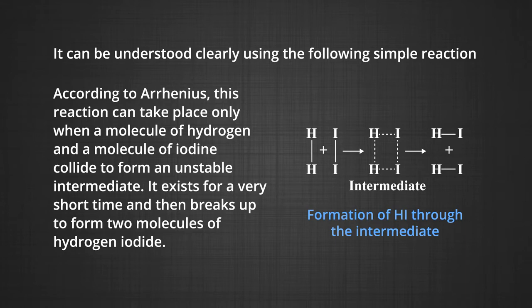According to Arrhenius, this reaction can take place only when a molecule of hydrogen and a molecule of iodine collide to form an unstable intermediate. It exists for a very short time and then breaks up to form 2 molecules of hydrogen iodide. The figure shows the formation of hydrogen iodide through the intermediate. As discussed earlier, the energy required to form this intermediate is known as the activation energy Ea.